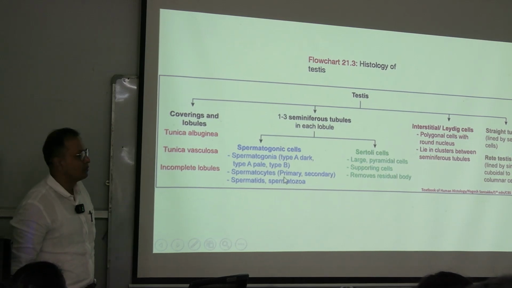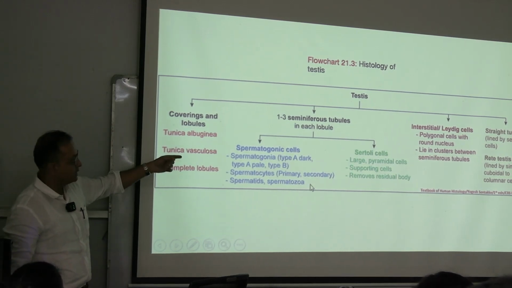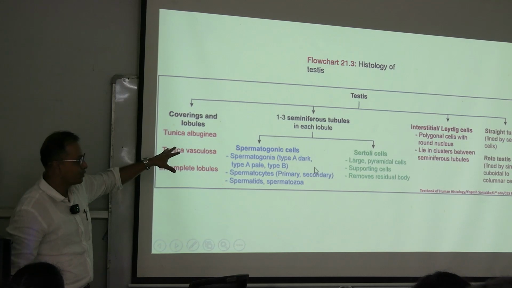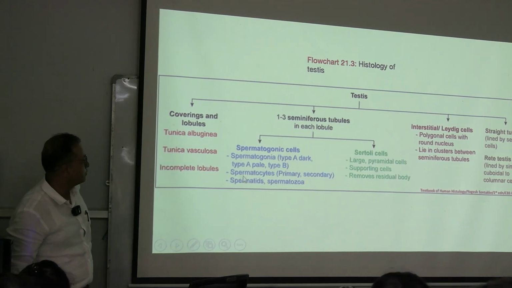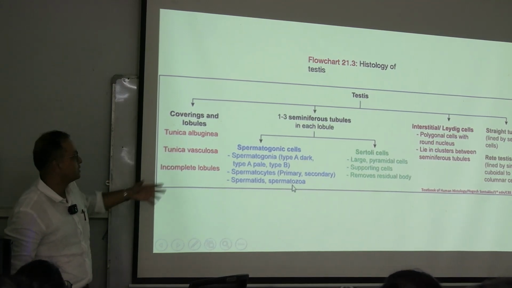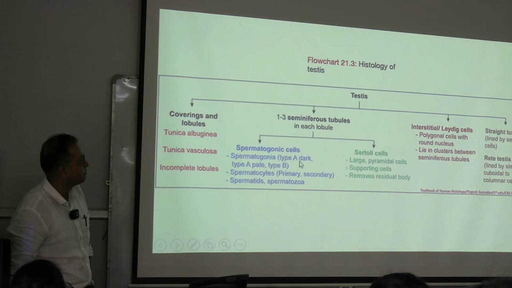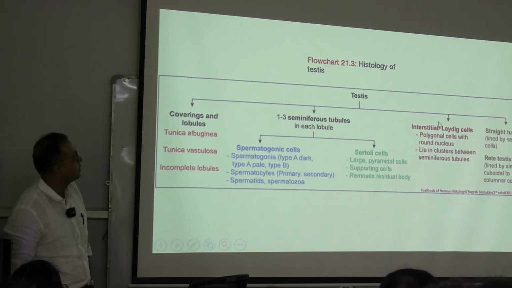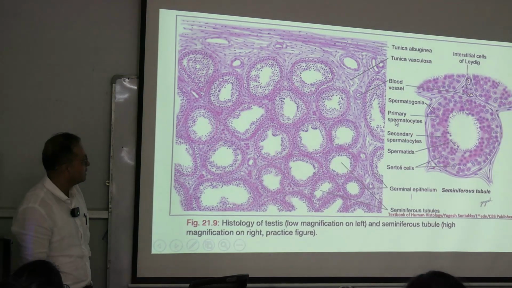Now inside, the germ cells we call spermatogenic cells. Then we have gonial cells, spermatogonia, spermatocytes, and then the more mature form, which we call spermatids. These are present. So this is what we are going to see histologically whenever we identify. This is a schematic picture.